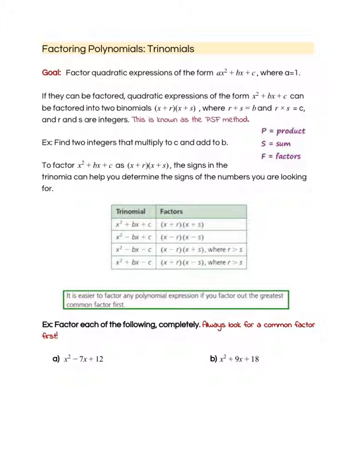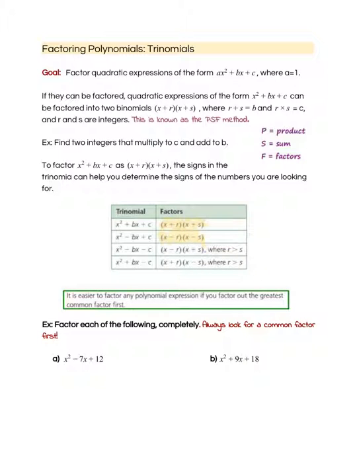X squared plus bx plus c. Our factors here are going to give us 2 positives inside of our brackets, so both are going to be positive. If we have x squared minus bx plus c, where our middle term is negative but our final term is positive, then we're going to have 2 negatives inside of our brackets.